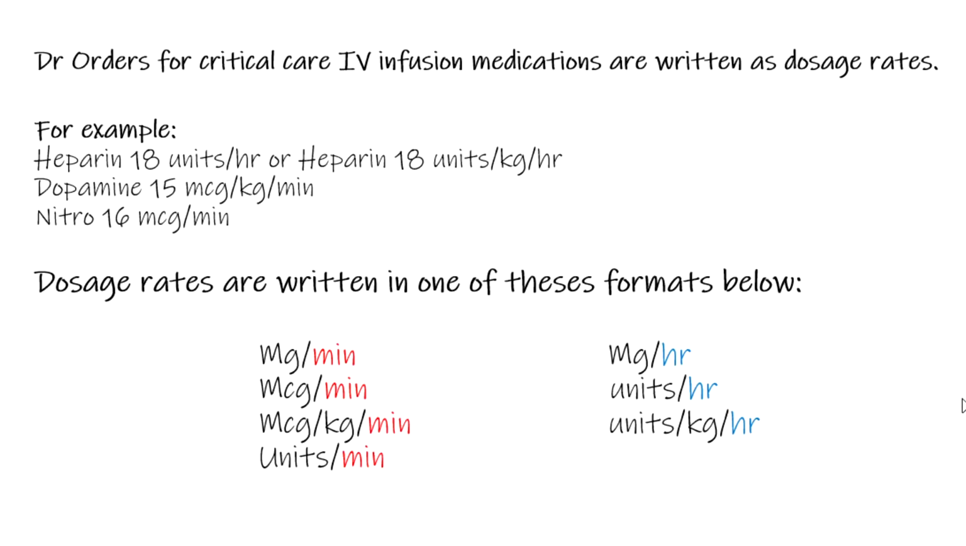Doctors' orders for critical care IV infusion medications are written as dosage rates. For example, you may see heparin 18 units per hour, or it could be heparin 18 units per kilogram per hour. Dopamine, a very common drug, is written in mics per kilogram per minute, and then there's nitro, 16 mics per minute. Dosage rates are written in one of these formats, and you'll notice that some are in minutes and some are in hours.